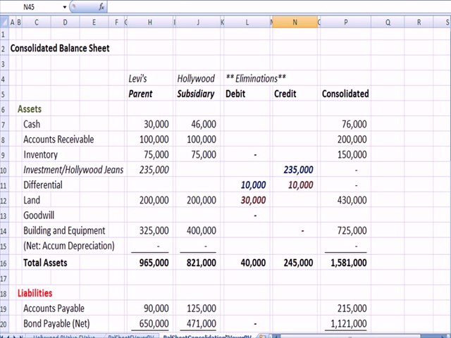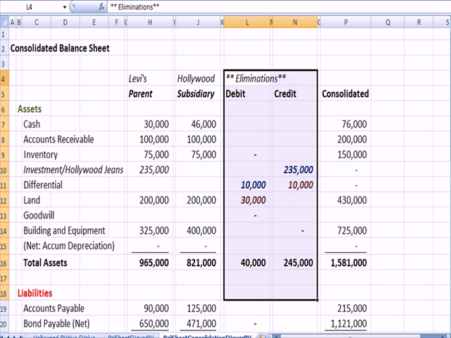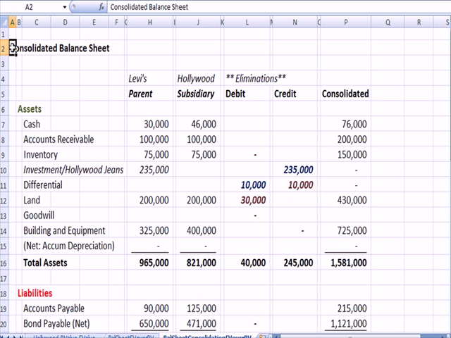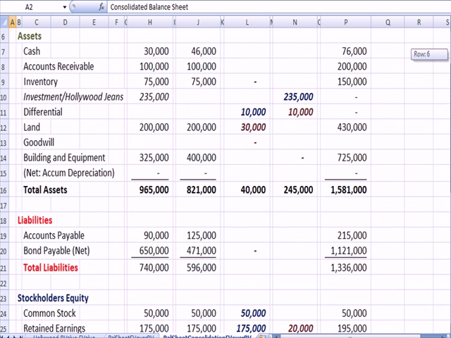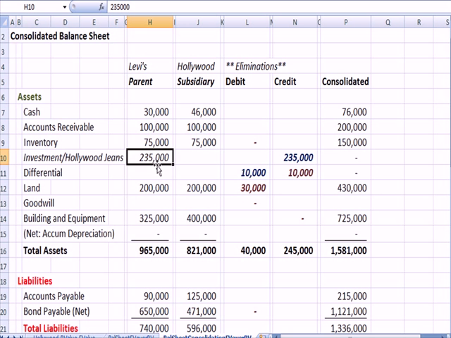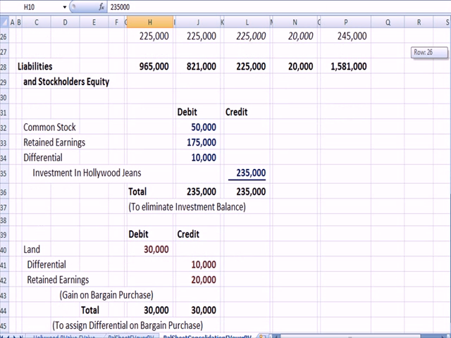So lastly, let's see the entries that we make to consolidate Levi's Jeans, the parent, and Hollywood Jeans, the subsidiary. We're going to have some elimination entries in our consolidated balance sheet. So we debited the investment in Hollywood Jeans on Levi's books for the $235,000 cash paid. I want to point that out. So we have a couple elimination entries. The first is similar to what we've seen before. This entry is being made to eliminate that investment in Hollywood Jeans balance.